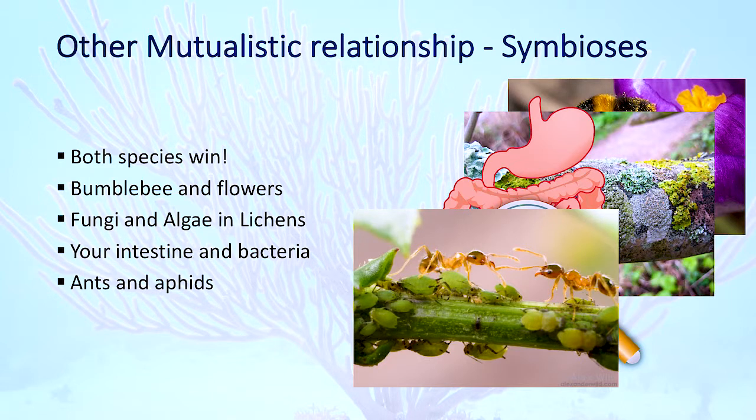indeed we have your intestine and all the bacteria which live inside your gut. So you have a symbiotic relationship, and you need the bacteria in your gut in order to have a healthy life. As well as this, we have ants and aphids. So in this case, it's the ants which are protecting the aphids, and the aphids are imparting the honeydew or the sugars which come out of their rear ends.